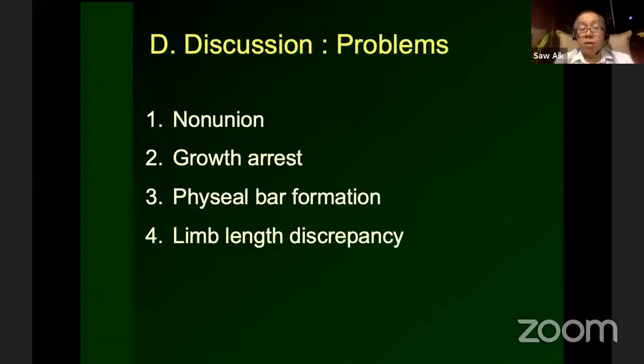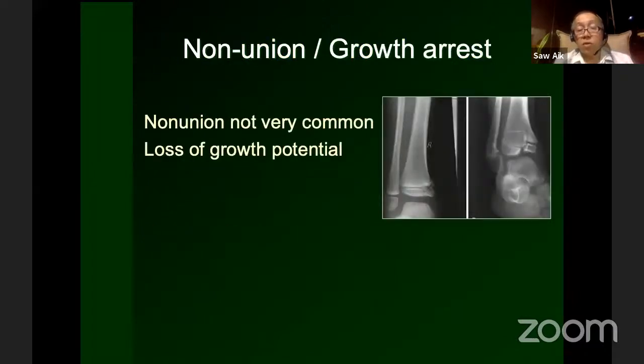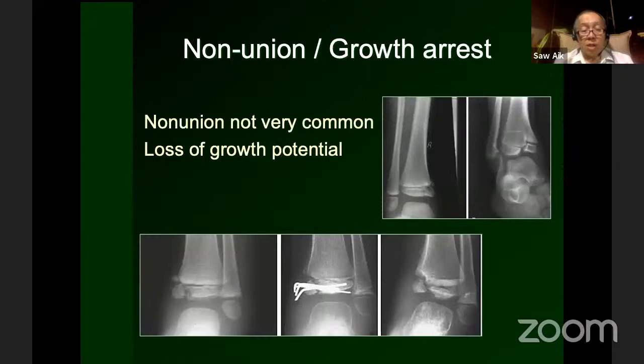Now, fractures of the physeal plate are associated with their own sets of problems. Non-union and growth arrest, fortunately not so common, but they do happen. Like we see over here, a medial malleoli fracture treated non-operatively ends up with the physeal or growth plate probably arrested and a non-union over there. On the other hand, overcorrection, like this case, a similar injury treated, I think there are 4 K wires there, also ends up with a physeal arrest and non-union.